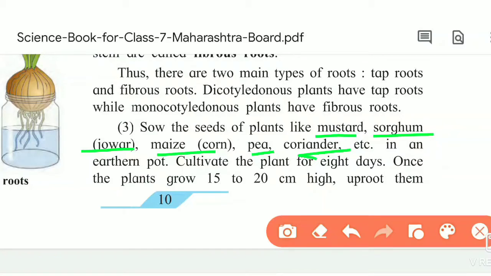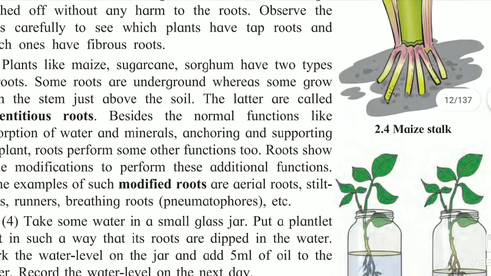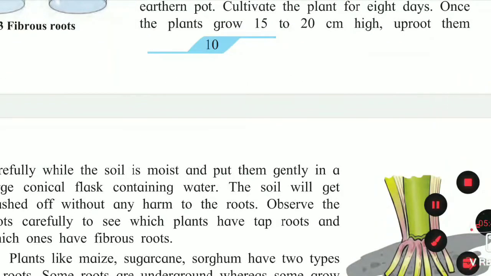So from this, sorghum and maize show which type of root? Fibrous, and the remaining show the taproot. Okay, now we will see one video which shows the structure of taproot and the fibrous root.